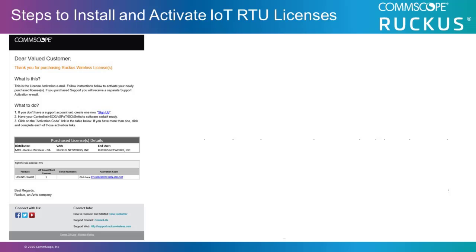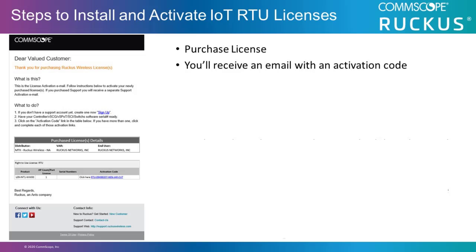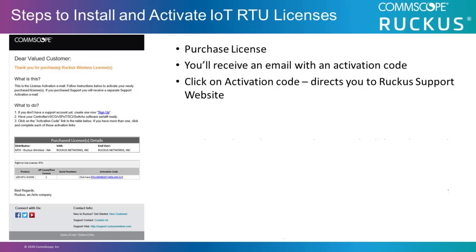The Ruckus IoT Controller is a licensed product. After purchasing the Ruckus IoT Controller, an email message is sent containing the activation code. The steps to install and activate an IoT controller license include purchasing the license. You'll receive an email after that with an activation code. Click on the activation code, and this will direct you to the Ruckus Support website.